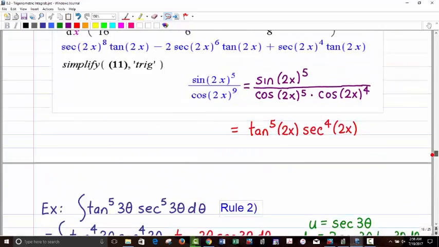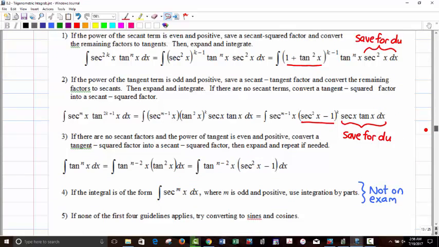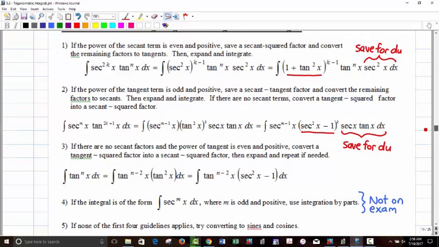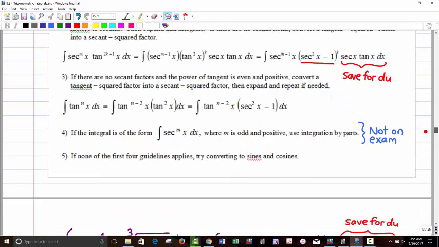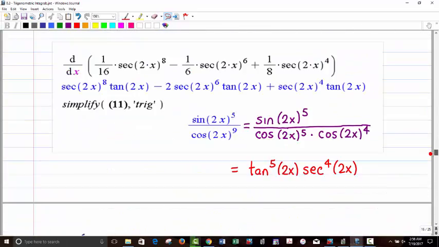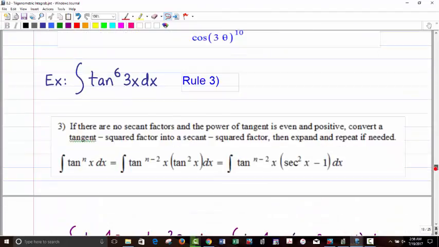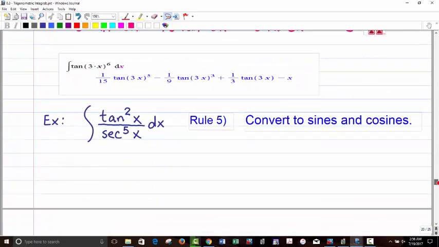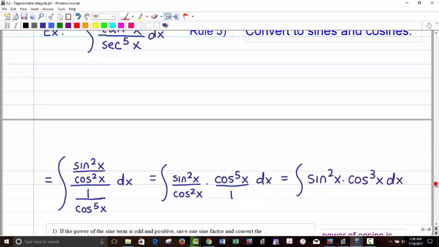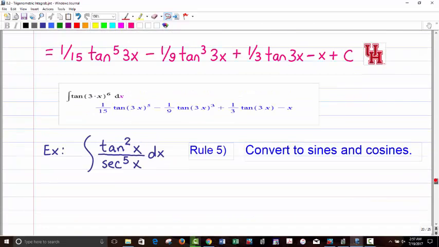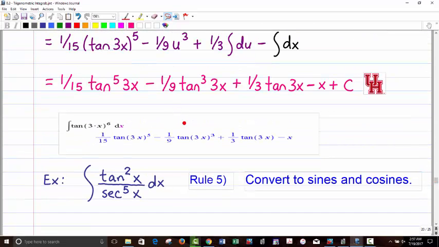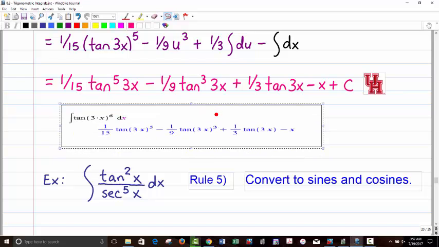So look up here. Where are these things? Secant even and positive? Well, obviously that's not right. Tangent's not odd and positive. And so if there are no secant factors in tangent, even and positive, none of that fits. And I'm not using number 4, so there you go. It is convert to sines and cosines. All right, so we convert to sines and cosines. Bring this up here. So let's see what happens.